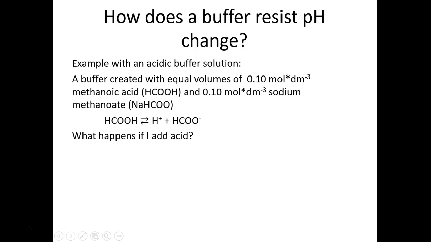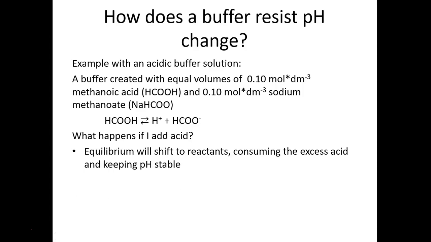All right, so what happens if I add acid? Now you may remember from equilibrium that if I add a product, it's going to shift the equilibrium. The equilibrium will shift to reactants to balance back out, okay? So essentially, as I add more acid, it's going to combine with the conjugate and shift equilibrium back this way, okay? So the excess acid that I've added is just going to be consumed. It's going to go back into undissociated acid, and then it'll keep the pH stable.